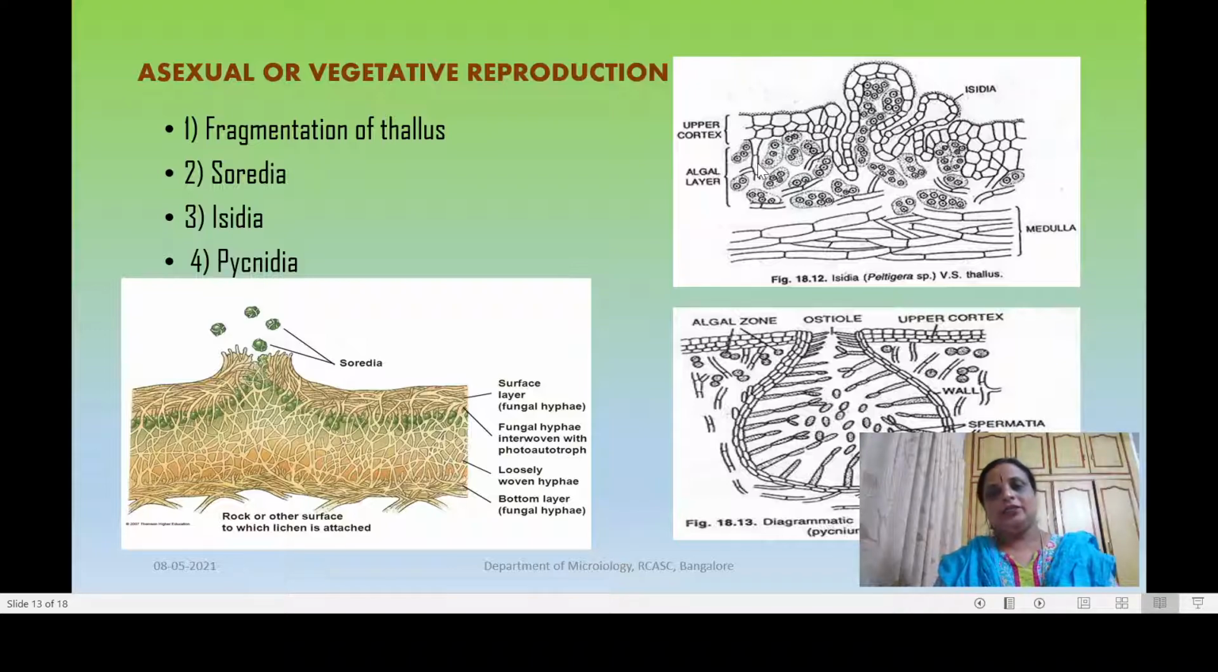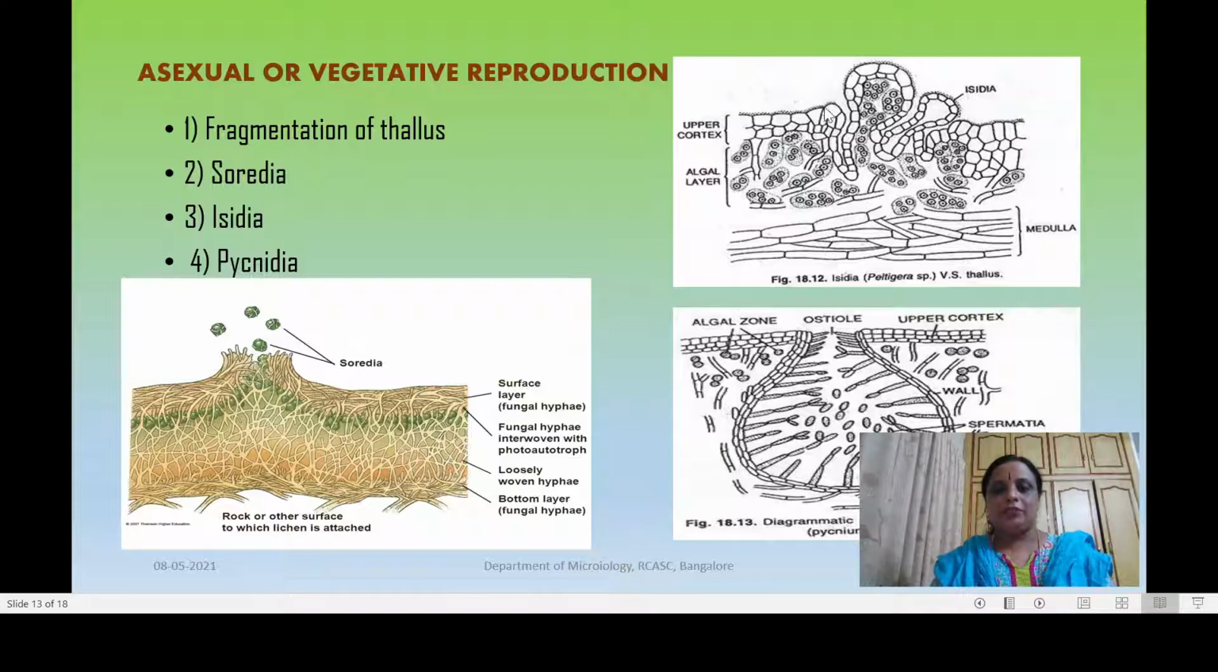In the case of isidia, what happens during the process of isidia formation? The upper cortical region of the fungal partner undergoes a process of undulation. You can see they get undulated, a wave-like structure, or they form knot-like structures. Into this undulated or knot-like region, the algal partner, which is found just beneath the upper cortex, enters this budded structure. Later, this fungal partner containing the algal partner gets detached from the parental thallus. Such structures, where the algal partner is covered over by the fungal partner, are called isidia.